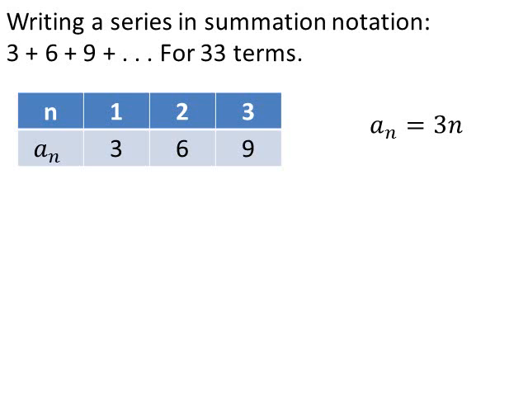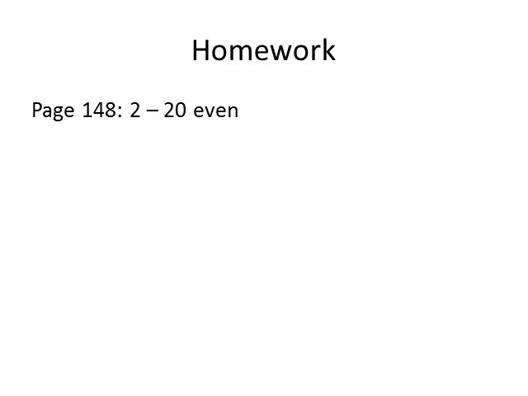So if a sigma has a 3n next to it, we just have to determine where does it start and where does it stop. Well, we already know that the first n we're plugging in is 1, because that's what we have in our chart. The first n is 1. And we know we're going to have 33 terms, so we go up to 33. So we put n equals 1 underneath the sigma, we put 33 on top of the sigma, and that covers our bases. Again, the formula is 3n. That's all you have to do to write it in summation notation. I did not ask you to evaluate it, so you don't have to add all the numbers from 3 to 99, or the first 33 terms of that pattern.